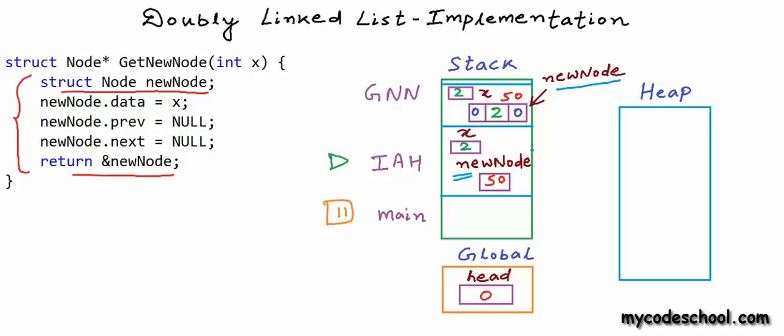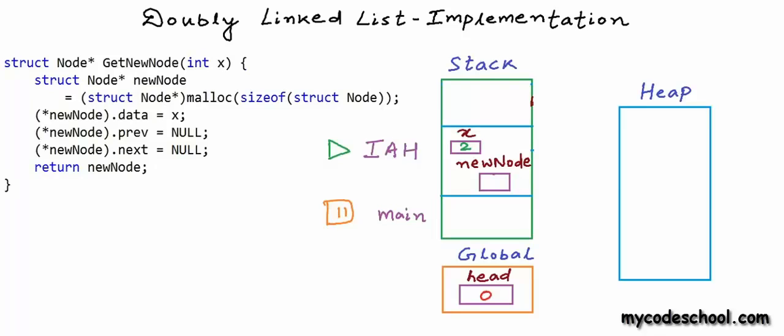We can return this address 50, that's fine, but the stack frame for get new node will be reclaimed once the function finishes. So now even though you have the address 50, there is no node there. We cannot control allocation and deallocation of memory on stack. It happens automatically. That's why we use the memory on heap.